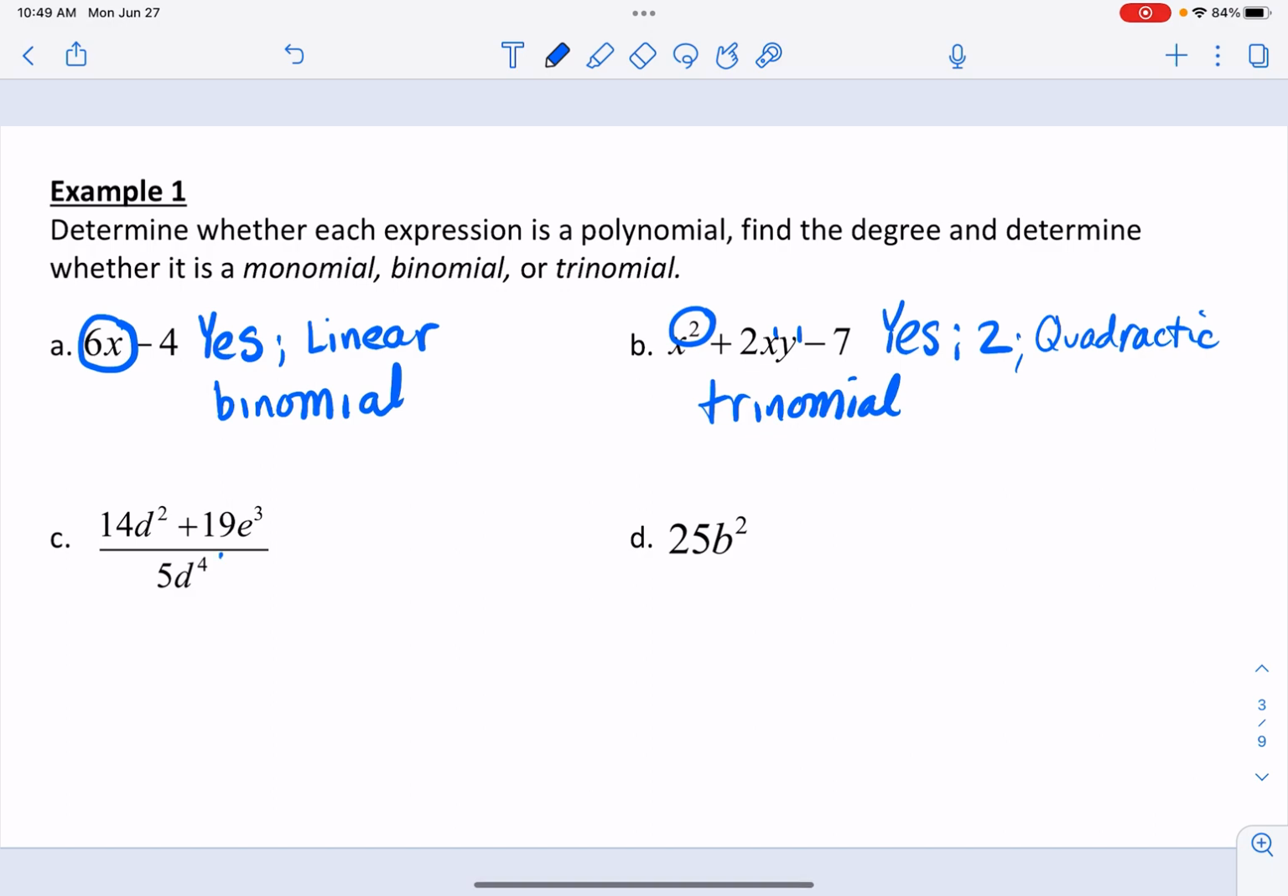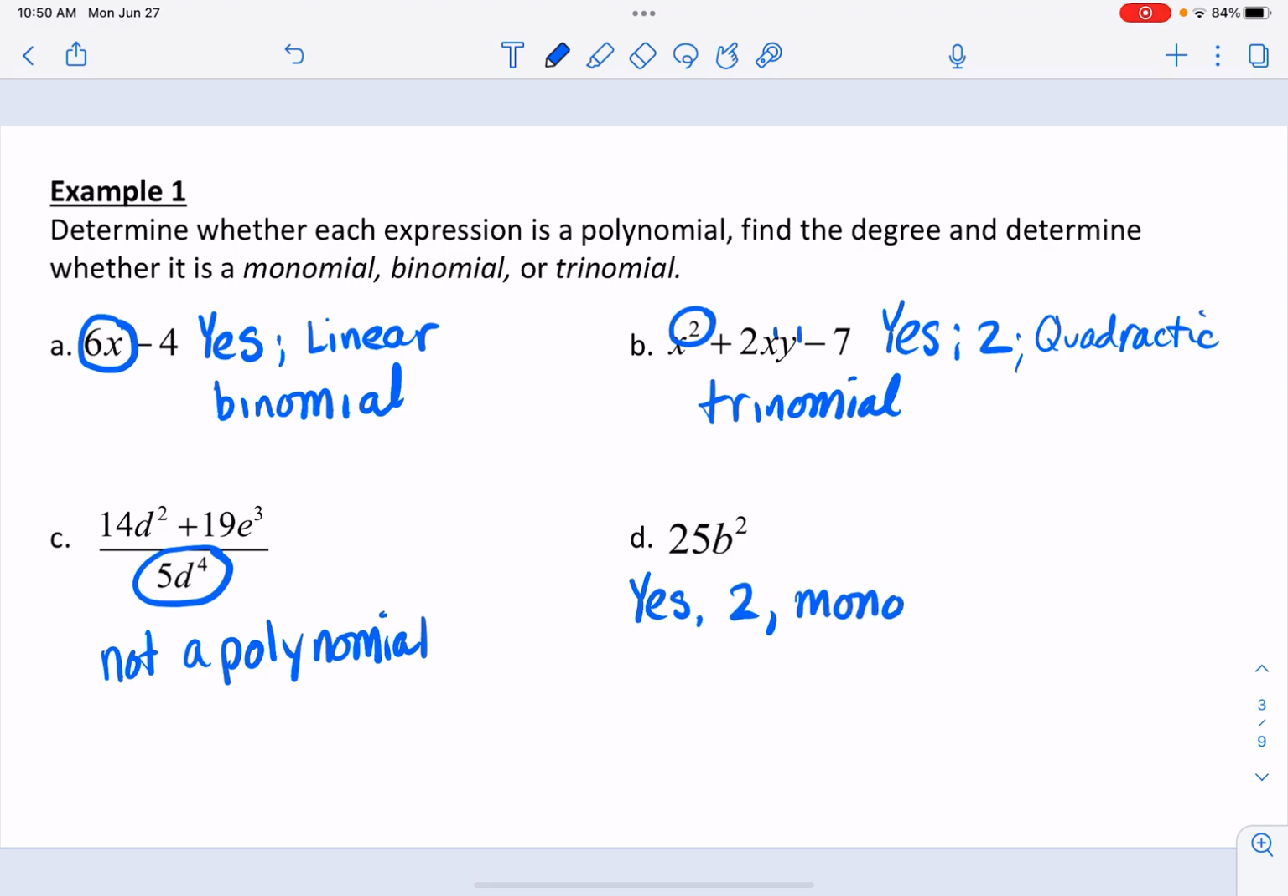For C, because of this 5d to the 4th at the bottom, this is not a polynomial. And then this next one, yes. My highest degree is 2, and it is a monomial since there is only 1 term, and I spelled monomial wrong. Monomial.